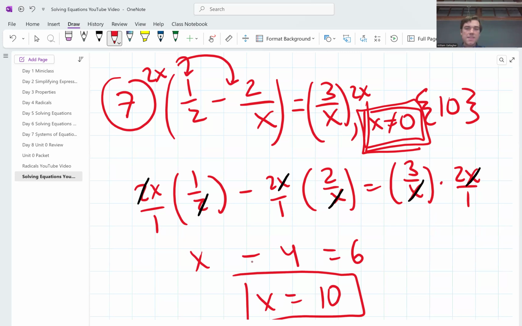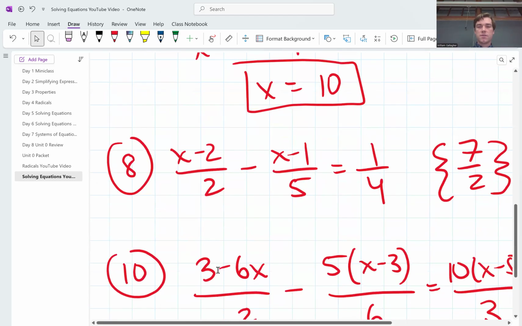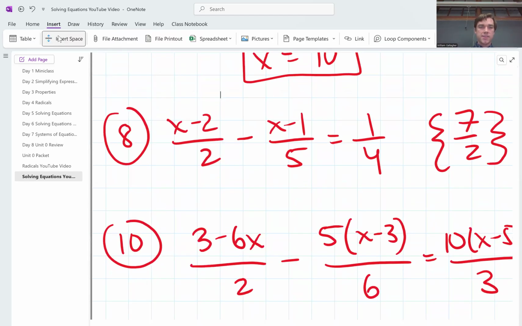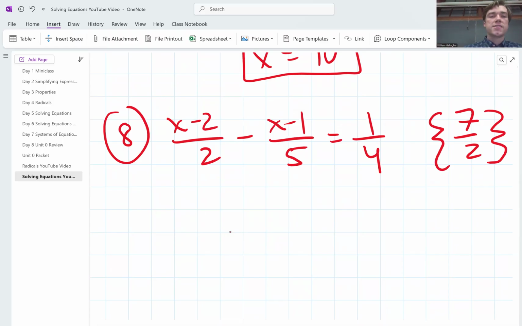All right. Again, that intermediate step where I canceled out all the x's, as you get more confident, you can probably do that in your head, but I just wanted to show you where that was coming from. If we look at number 8, this is similar to one we talked about in class. So again, the goal is to clear our denominators. So we have to find the LCM of 2, 5, and 4. That is, of course, 20.